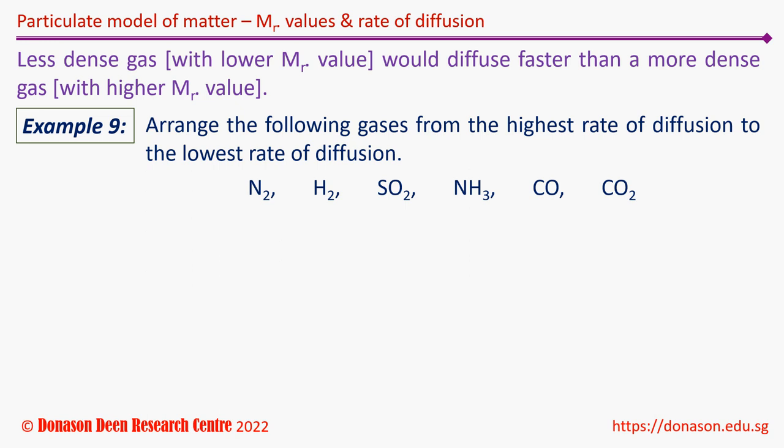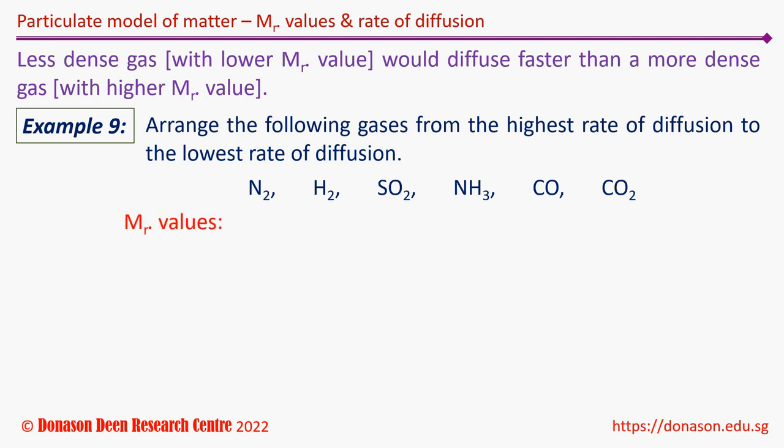So I have given you a number of gases, about 6 gases. Arrange the following gases from the highest rate of diffusion to the lowest rate of diffusion. That means the rate at which they are going to move from one place to another using their internal energy. And in order for us to do that, we need to know the relative molecular mass for each and every one of the gases.